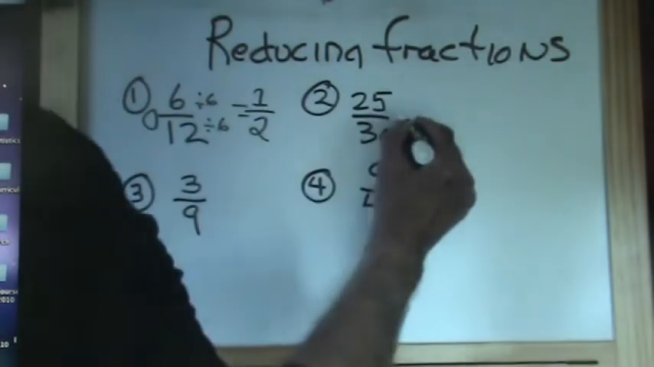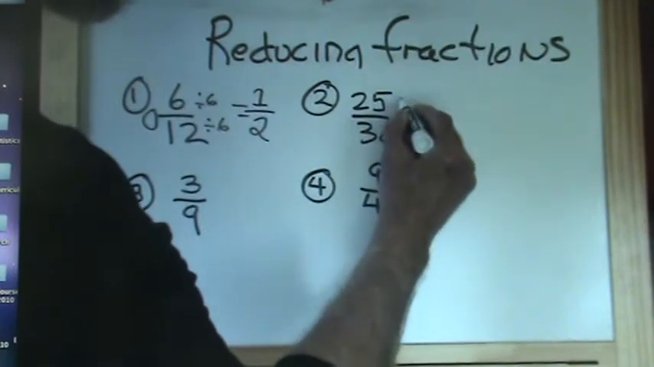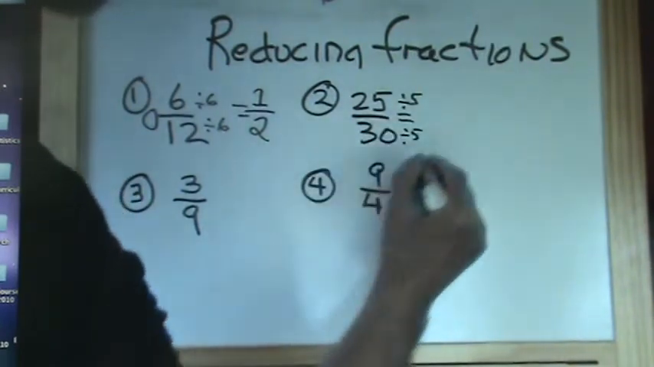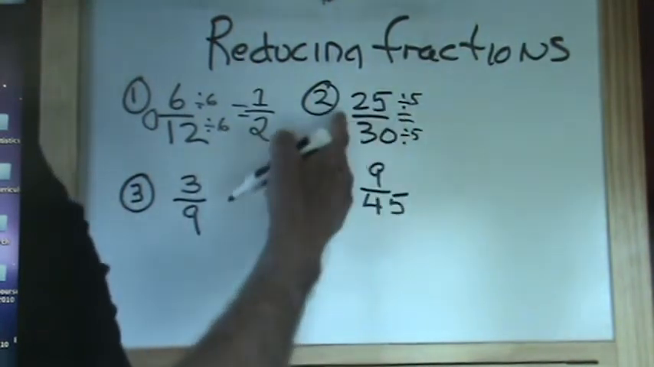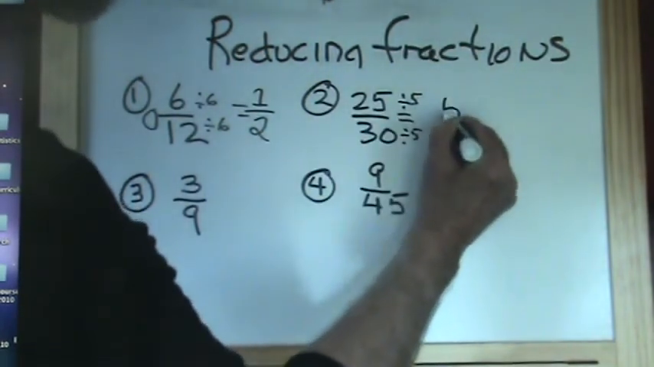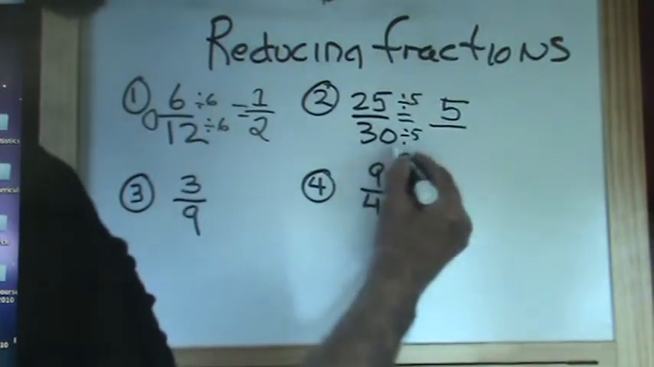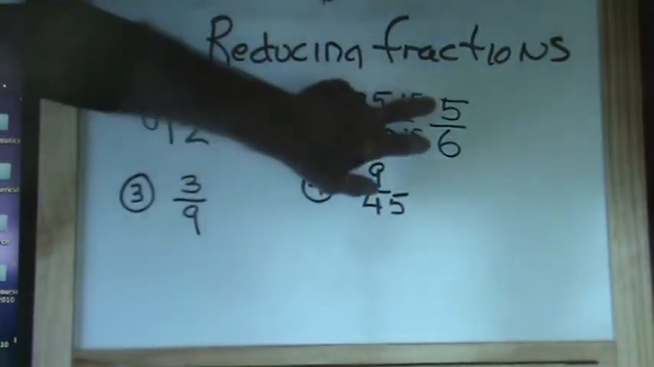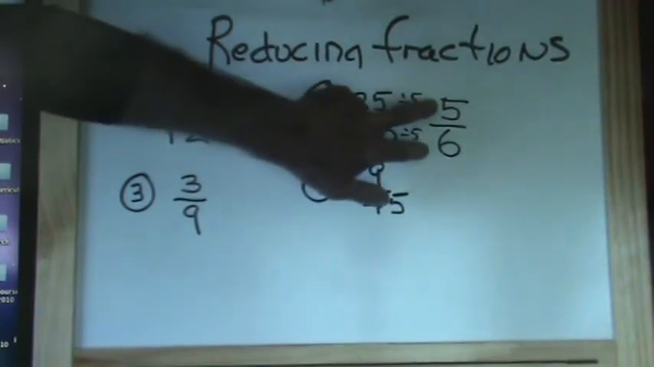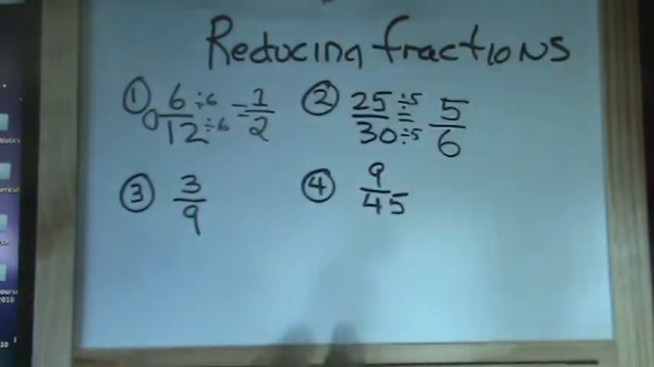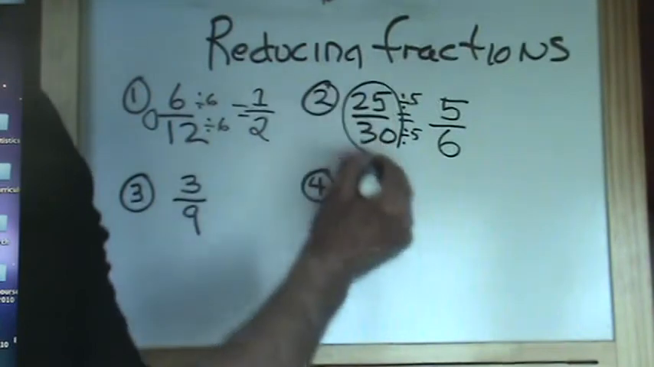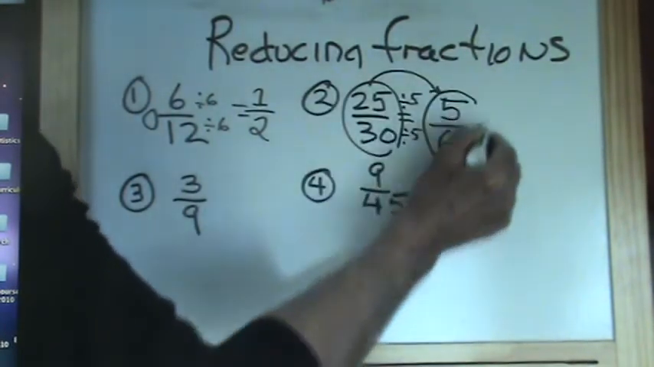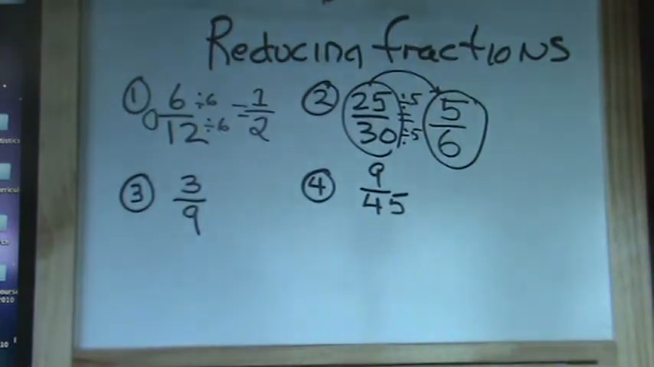Well, we do know that 5 goes into 25 and 5 goes into 30. 5 goes into 25 5 times. 5 goes into 30 6 times. Is there a number that will go evenly into 5 and into 6? No. So we have renamed 25/30 as 5/6. That's its lowest name.